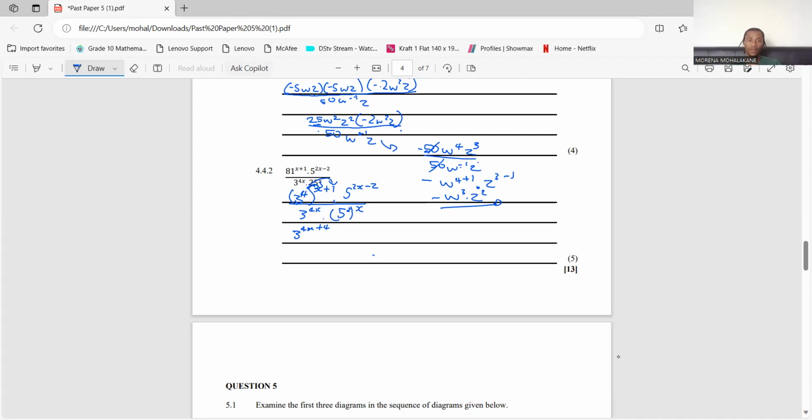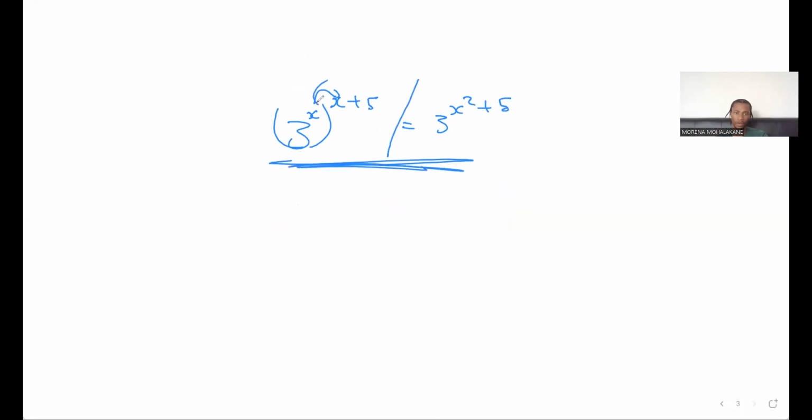So be careful. Most of the time you make errors here. For instance, let's say you're given something like 3 exponent x in brackets x plus 5. Your answer is not 3 exponent x squared plus 5. Please avoid this. The exponent also affects that term. So it's 3 exponent x squared plus 5x. You see, it affects both of the terms.